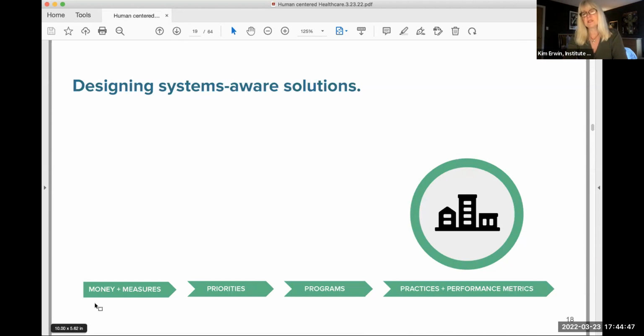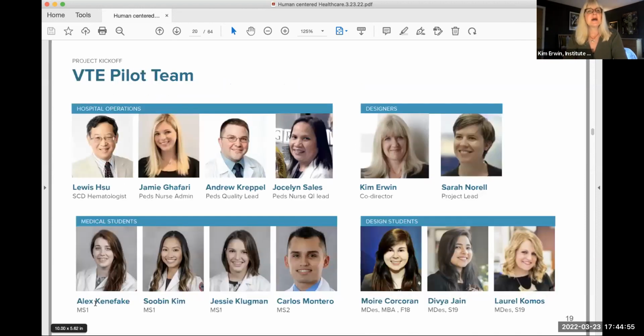And these are the forces that I was engaging with as I was responding to the request for a blood clot illustration. What we decided to do was a 6-week pilot. So this was a multidisciplinary team. You can see me in the upper right. We worked with hospital operations over on the left and the pediatric quality leads. We also worked with medical students.